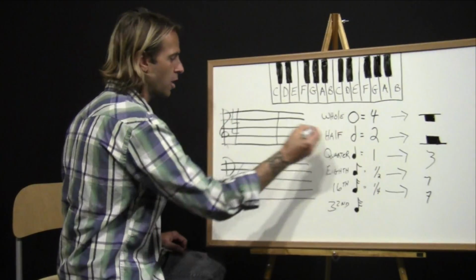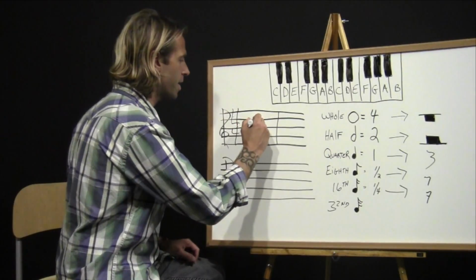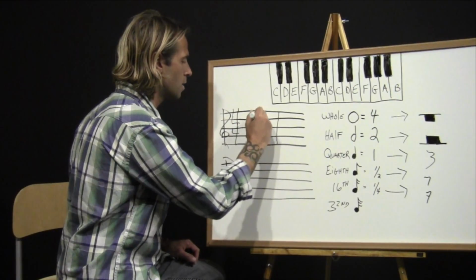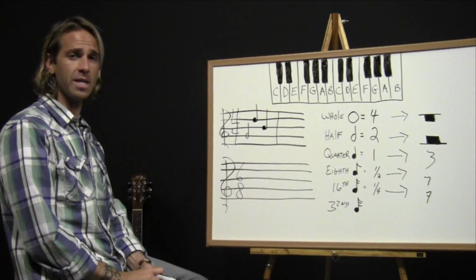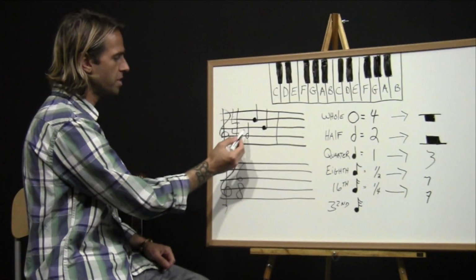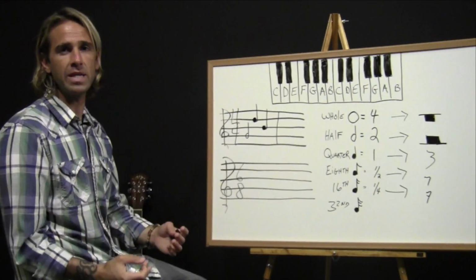So what I can do is I can go like this. I can say I want a G for 2 beats, and then I want to do a D and then a B. And this equals 4. 1, 2, 3, 4. Our bar is now complete.